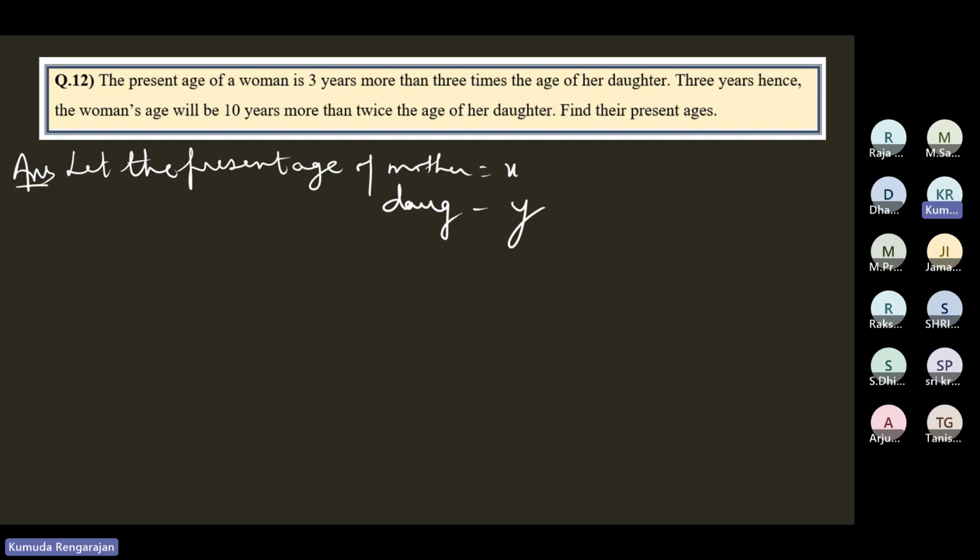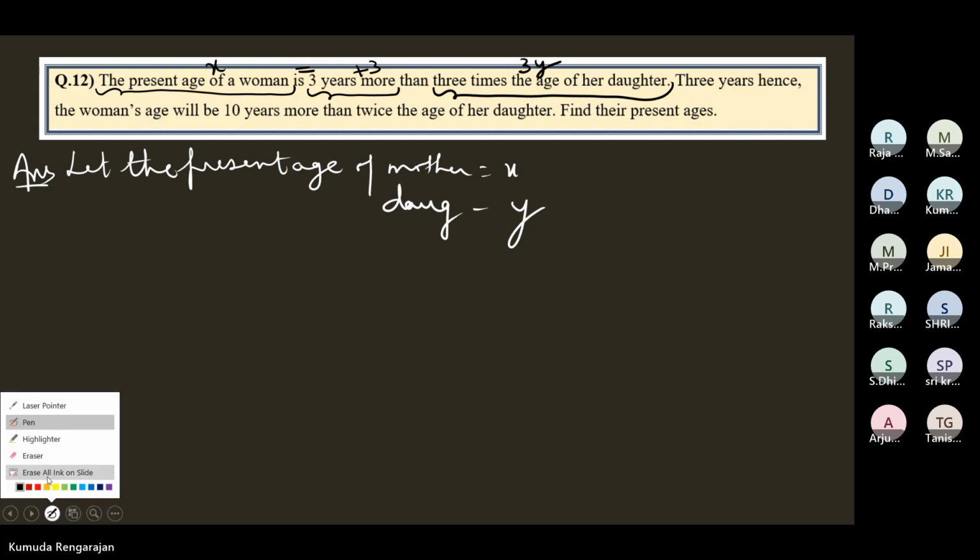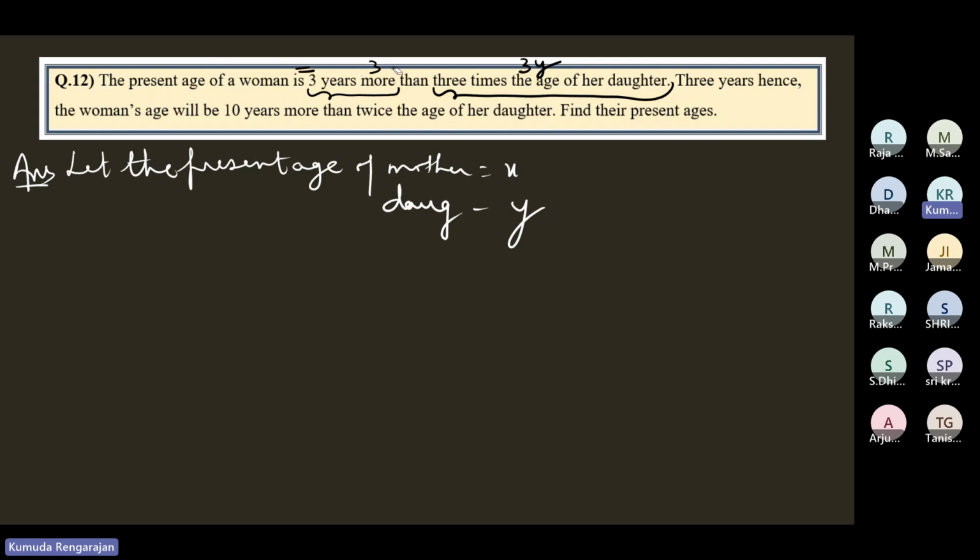Now, as you read, construct the equation. See, the present age of a woman, that is X. The present age of a woman, "is" means equal to, "3 years more than" means plus 3, "3 times the age of her daughter", so 3 times meaning 3 into Y. This is the equation. And what's the present age of the mother? X. As you read, you must keep writing. You should not read it and then think about the equation.